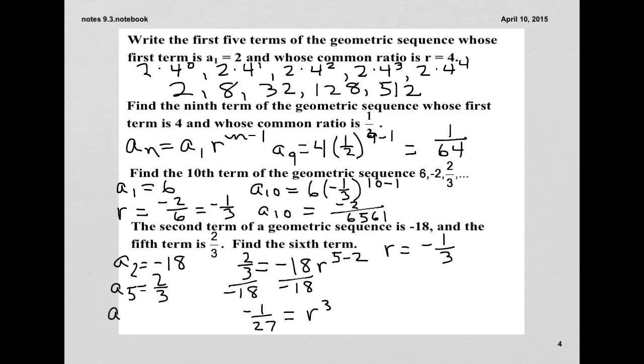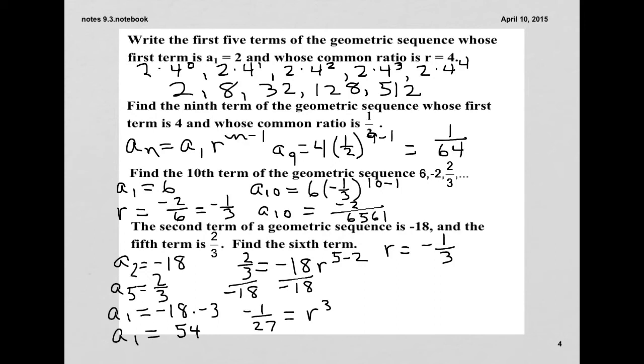And a sub 1 is going to be equal to, now since I'm going backwards, my common ratio is going to be the reciprocal of what I just saw, so I'm going to take negative 18 and multiply it by negative 3. So a sub 1 equals 54.